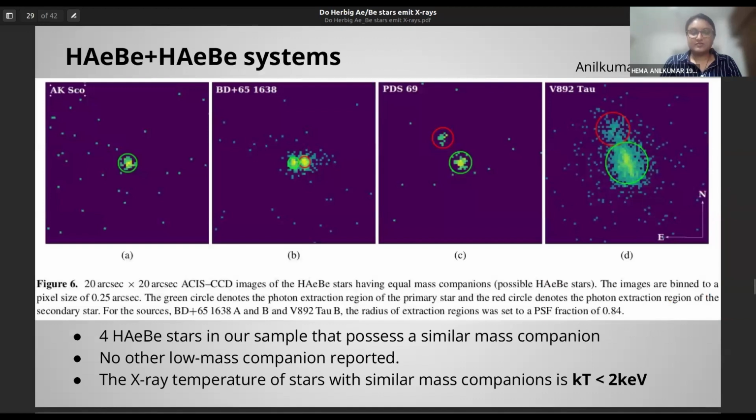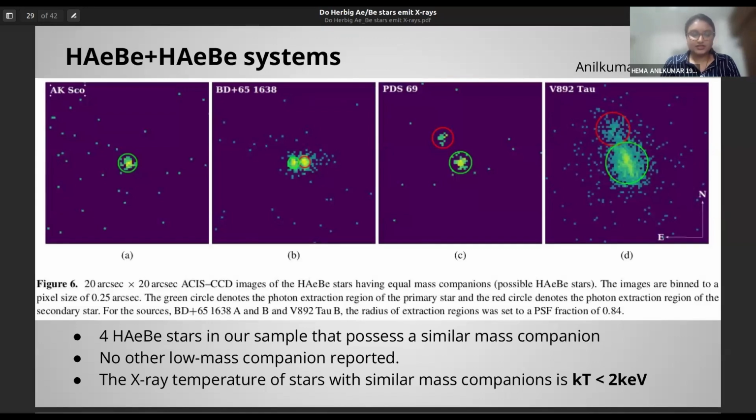Now the other type of companions that we found in our sample was Herbig Ae systems, where both the stars are of similar mass. We observe 4 stars of such type: AK Sco, BD+65 1638, PDS 69, and V892 Tau. In these stars, no other low mass companions were reported.